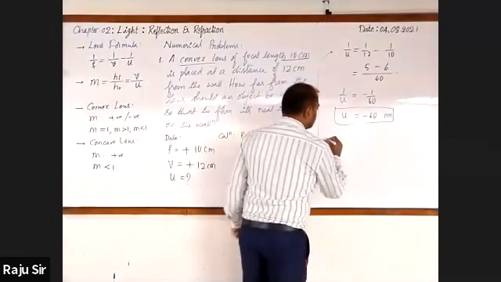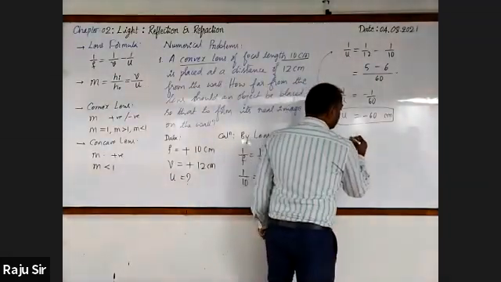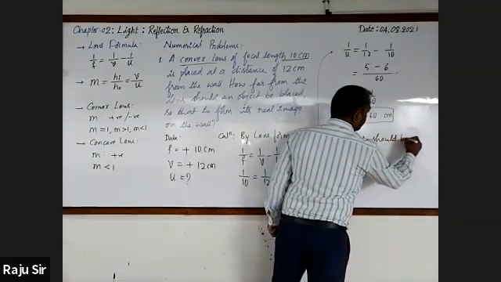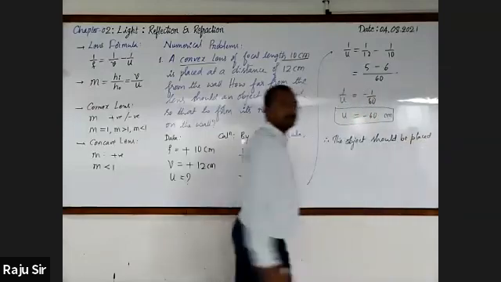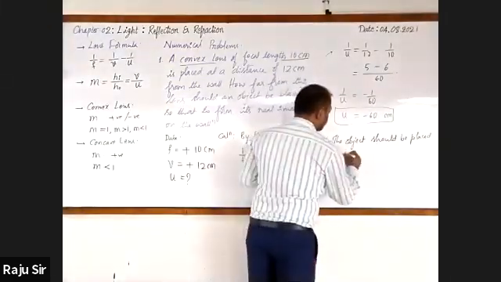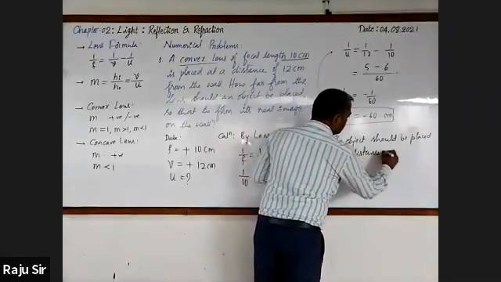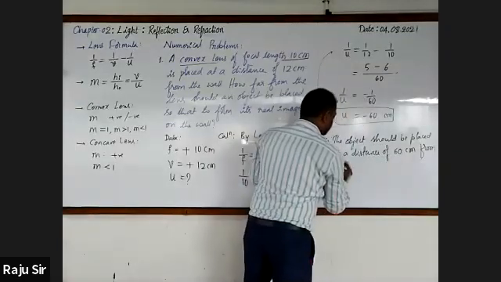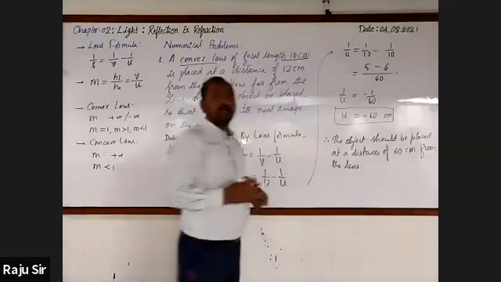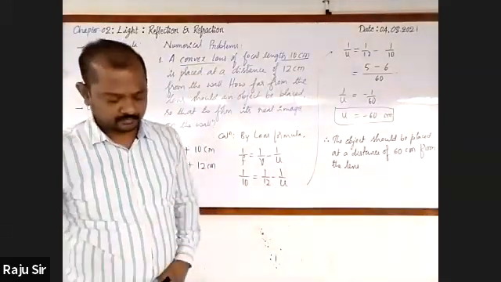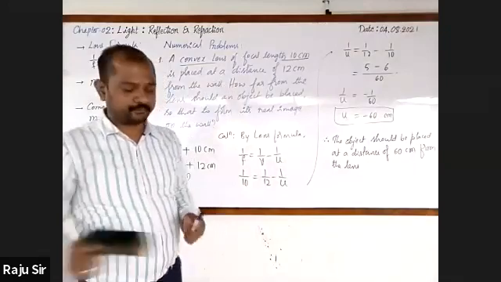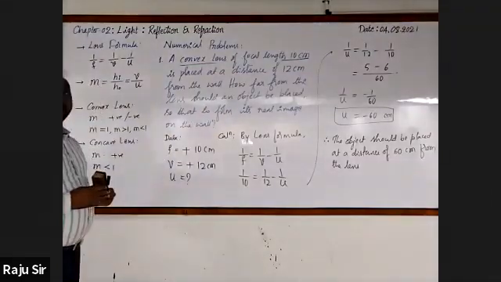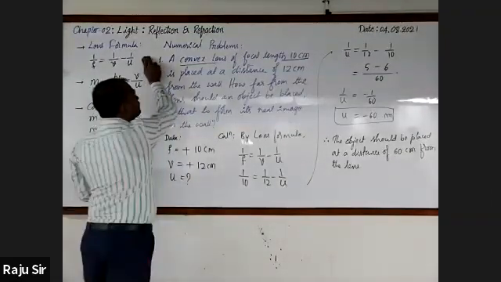Right. Conclusion. Therefore, the object should be placed at a distance of 60 centimeter from the lens to obtain a real image. Voila. Now let me give you the second one.